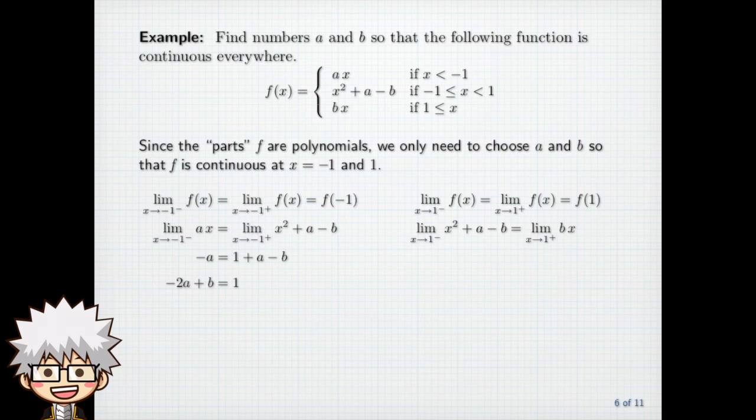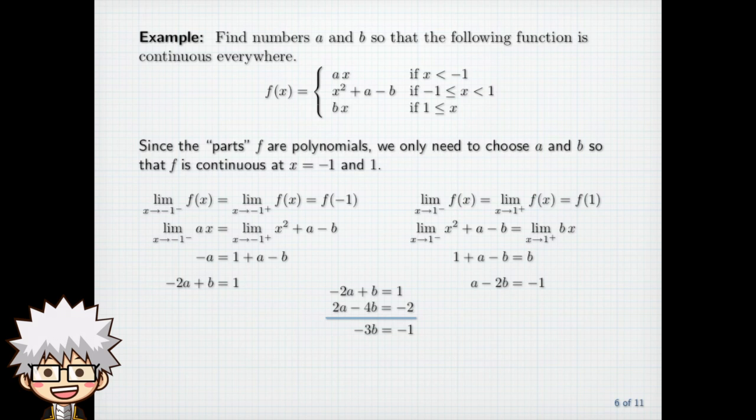That left-sided limit is 1 plus a minus b. So we have a second equation involving a and b. A minus 2b equals minus 1. So now our problem is that of solving a pair of equations for two unknowns. Here we'll multiply the second equation by 2, and then add the two equations together to eliminate the a term, and we find that minus 3b is equal to minus 1.